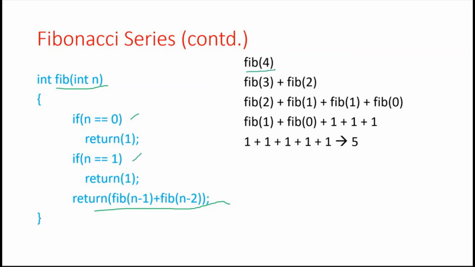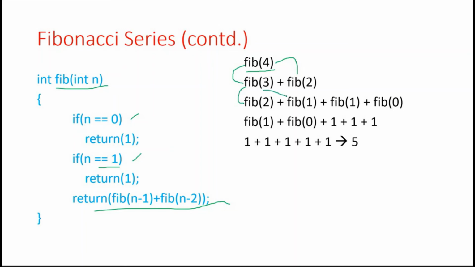Now we have to find Fibonacci f of 4. What are we going to do? We call 4 into this function fib(4), and this condition will be false and this condition will be false, and it will return Fibonacci n minus 1 and n minus 2. Fibonacci 4 minus 1, that is 3, and it will be divided into two parts, Fibonacci 3 and Fibonacci 2.